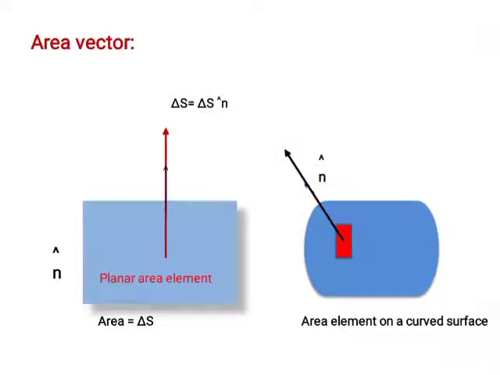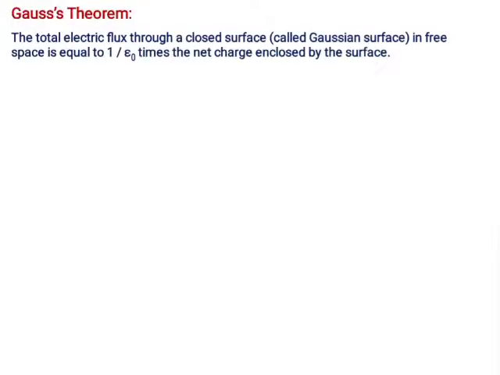This line shows the direction of the surface. Next one, Gauss theorem. Gauss is the name of a scientist, and after him the theorem is named, so we call it Gauss theorem or Gaussian theorem. According to him, the total electric flux phi through a closed surface area in free space is equal to 1 by epsilon naught times the net charge enclosed by the surface. This is the statement of Gauss theorem.